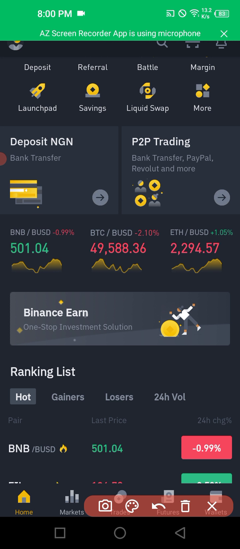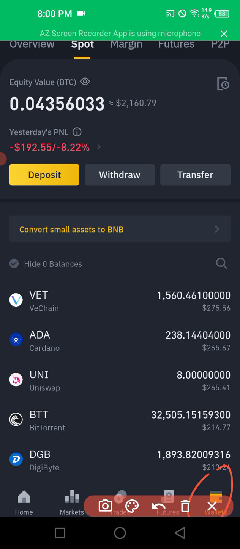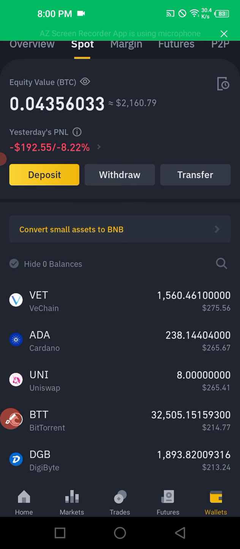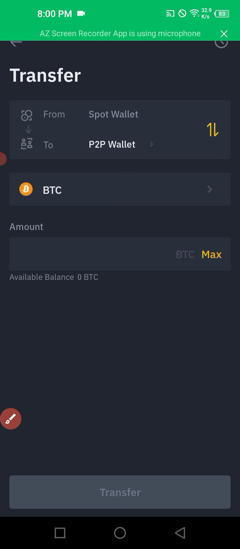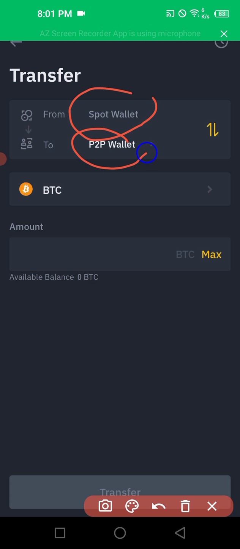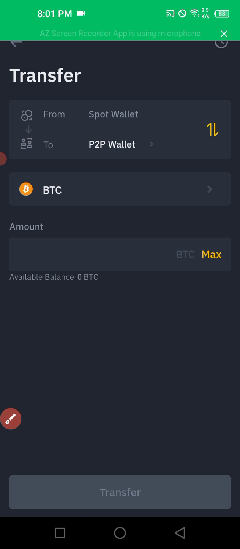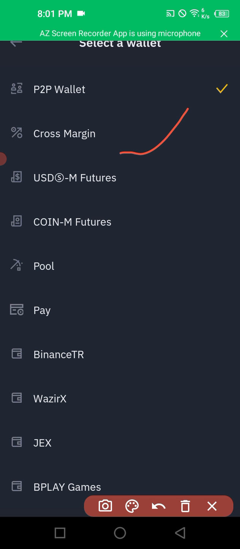Now click on your wallet. Once you click on wallet, the next thing to do is to click on transfer at the top of your screen. Once you click on transfer, it will get you to this part where it says from Spot wallet to P2P wallet. We want to transfer the USDT from Spot wallet to Futures wallet, not P2P. So let's change this. We are going to click on this P2P to change it to futures. Okay, good. Now this is where we are.